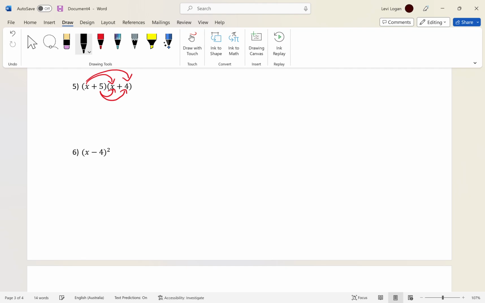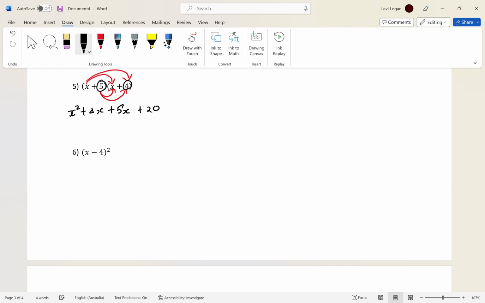So you've got to take this pretty slow. So first off, we're just going to do the x's. So x times x is just x squared. Next we're going to do the x and the 4, so that's just going to be 4x. And next we're going to move on to our 5, so it's going to be 5 times x, and we're going to have a plus 5x. And then we're going to do the 5 and the 4. 5 times 4 is 20.